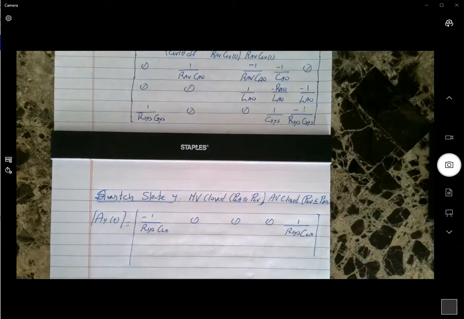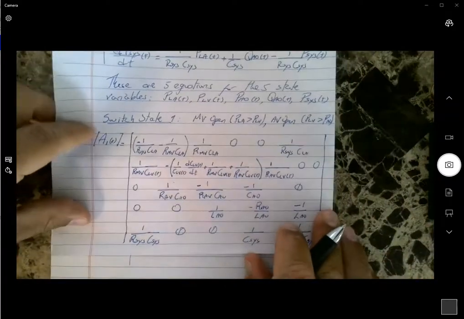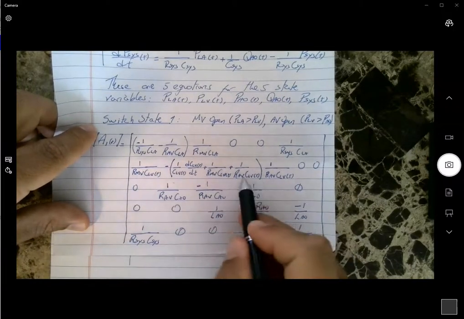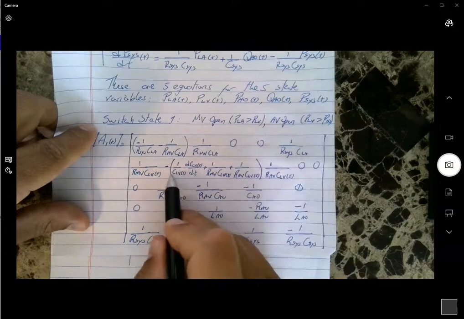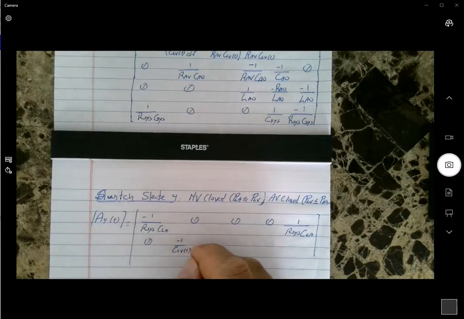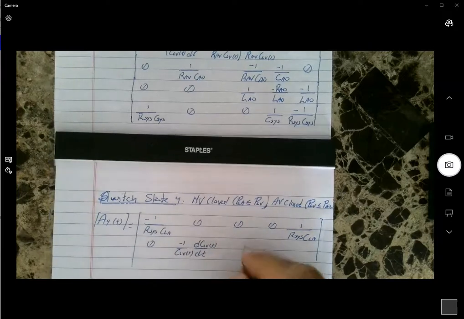Equation number two is as simple as it could be. The only contribution you'll get from equation number two, remember, if we look at matrix number one, is that the mitral valve is closed, so this will go away. The aortic valve is closed. The only thing that will remain is this term in equation number two: minus 1 over CLV, dCLV/dt. This will be 0, this will be 0, and this will be 0.